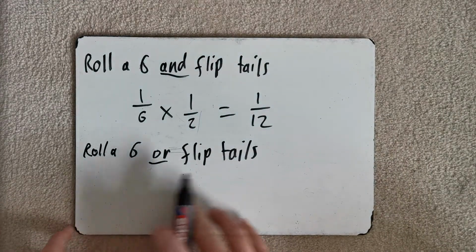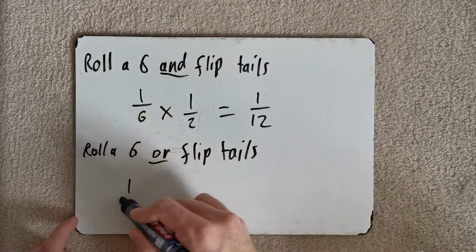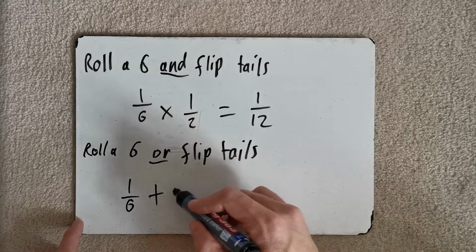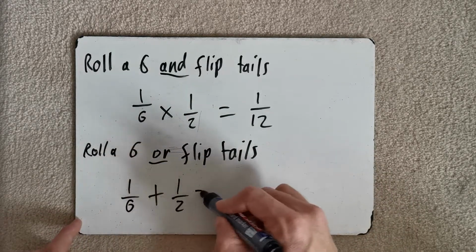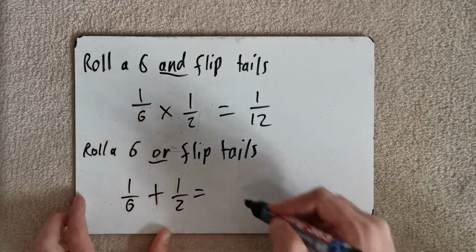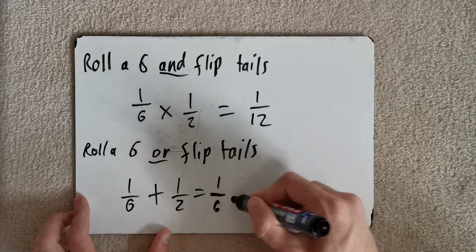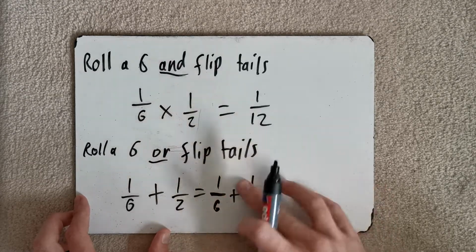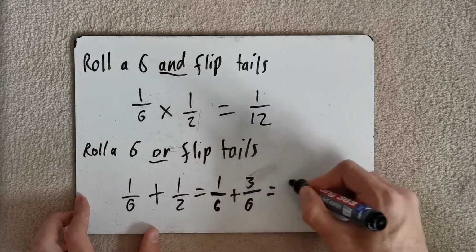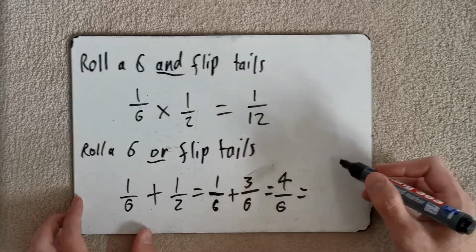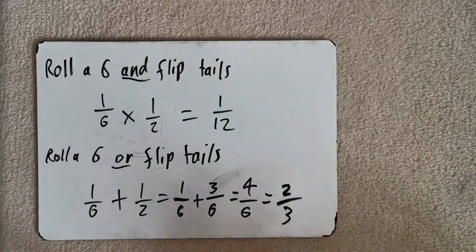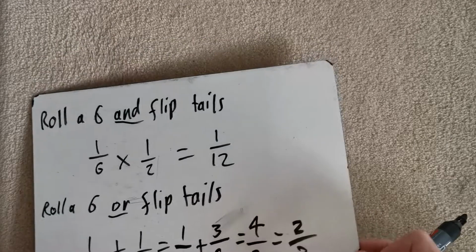Okay, roll a 6 or flip tails. Okay, roll a 6 or, we use plus. Flip tails is a 1/2, and this time, of course, you make your denominators the same. What do 6 and 2 both go into? They both go into 6. That turns into, whoops. So 1/2 turns into 3/6. Add them together, we get 4/6. If you want to simplify that, 2/3. Okay, that's some very, very, very quick examples.